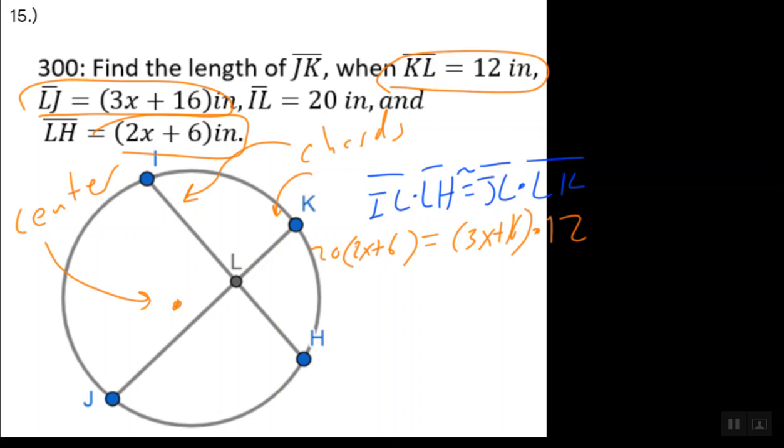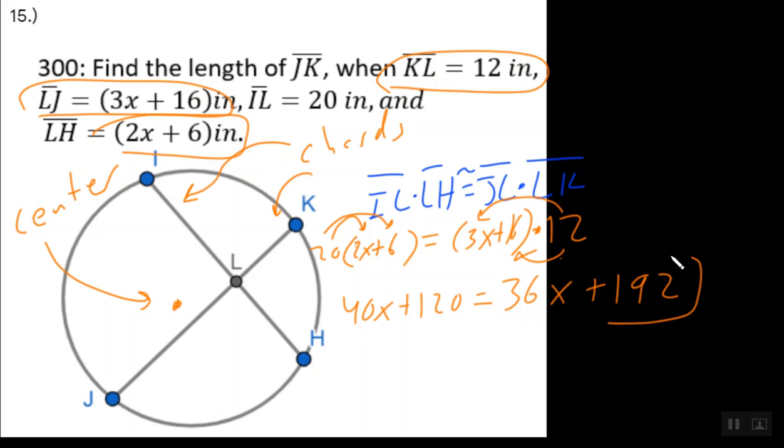2x plus 6. Now, the trick here is a lot of times students forget to distribute, so I'm going to do the distribution with you, and then I'll leave you to finish this on your own. So this 20 has to multiply by both terms. 20 times 2x is 40x plus 20 times 6 is 120, is equal to, and here this 12, even though it's on the other side, it's still being multiplied by the whole parentheses. We still have 12 times 3x, which is 36x, and 12 times 16, which is plus 192. Now I will leave you to solve for x.